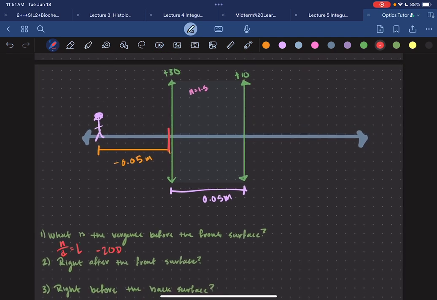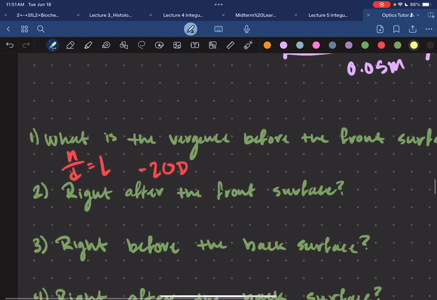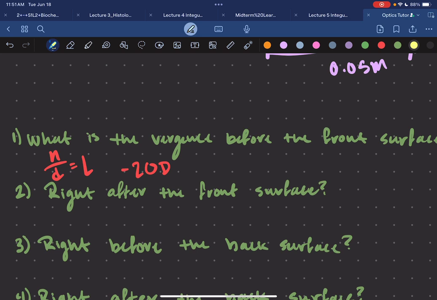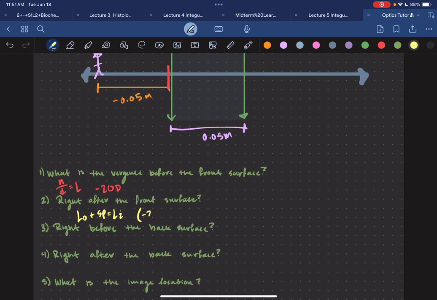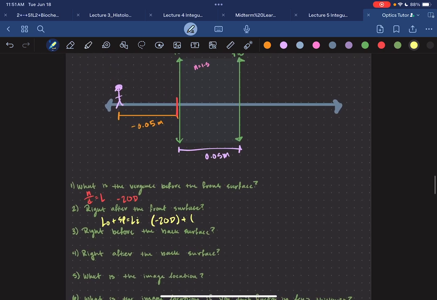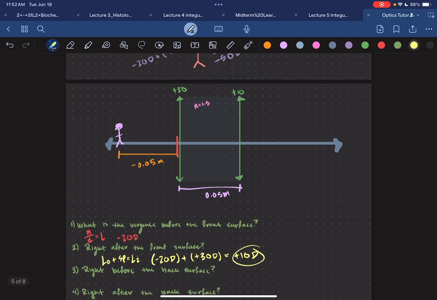Now we need to find the divergence right after the front surface. We're going to use the equation that's basically divergence of object plus surface power gives us the divergence of the image. So I'll take that negative 20 and add it to the front surface power, which is a plus 30. That will give us a positive 10 diopters. Sweet, it's as simple as that. That will be the divergence right here.